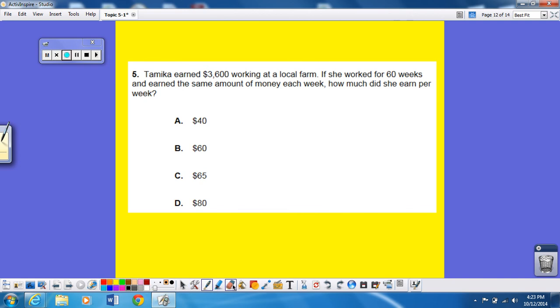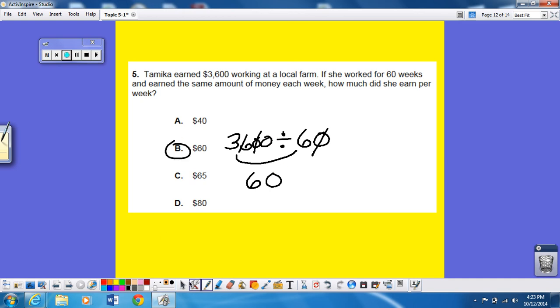Tamika earned $3,600 working at a local farm. If she worked for 60 weeks and earned the same amount of money each week, how much did she earn per week? Well, if we multiplied, it would give us way more than $3,600, so that wouldn't make sense. We're dividing how much she made by the number of weeks she worked. 36 divided by 6 is 6. Cancel, cancel. There's 1 0 left. I know that Tamika made $60 each week that she worked.